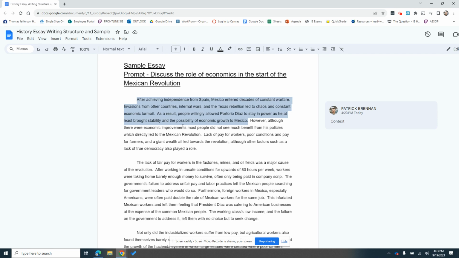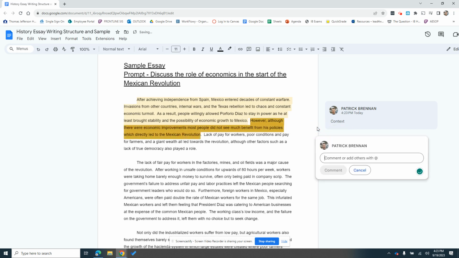However, although there were economic improvements, most people did not see much benefit from his policies, which directly led to the Mexican Revolution. So, that is a very clear thesis statement. Discuss the role of economics in the start of the Mexican Revolution. Well, in this case, a lack of economic improvements directly led to the revolution. That is a direct answer to that question. So here we have our thesis statement.